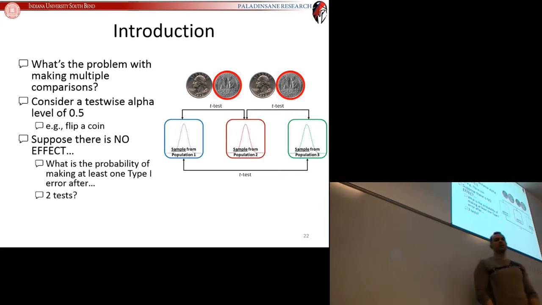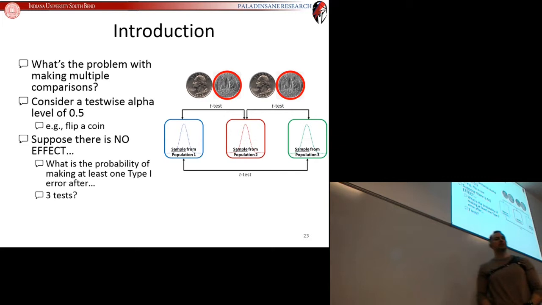Accumulated, those probabilities mean that you now have a 75% chance of making one type 1 error. 75% chance of saying that there is an effect when in fact there is no effect. And this is a problem because we wanted an alpha level of 0.5. That was the amount of risk we were willing to take. Now all of a sudden after two tests, it's ballooned up to 75%.